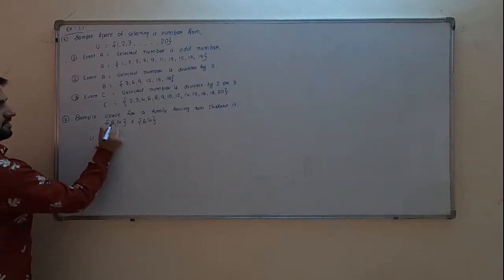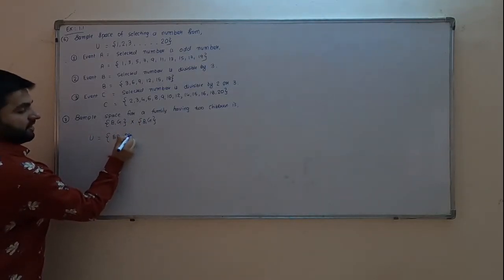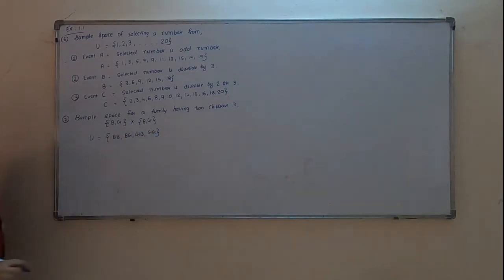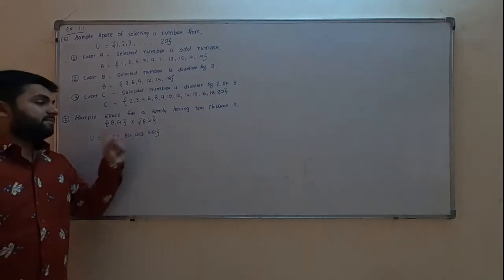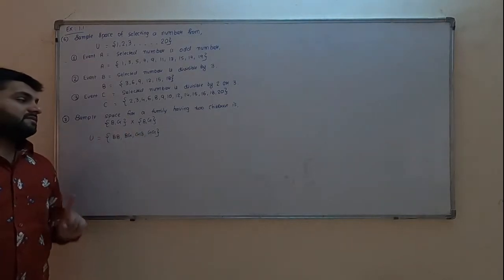S is equal to {BB, BG, GB, GG}. So BB, both are boys. BG, boy and girl. GB, girl and boy, and GG, both are girls. See, same like the coin. B and B, BB. B and G, BG. G and B, GB. And G and G, GG.